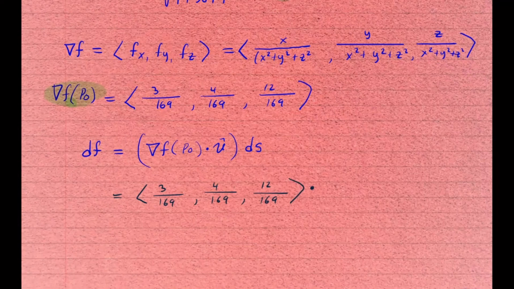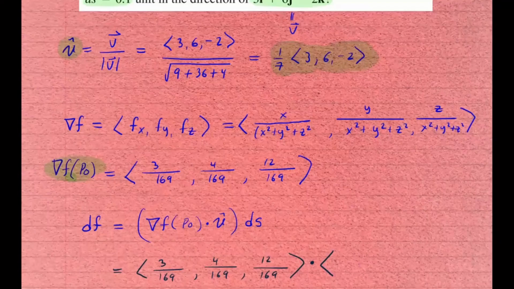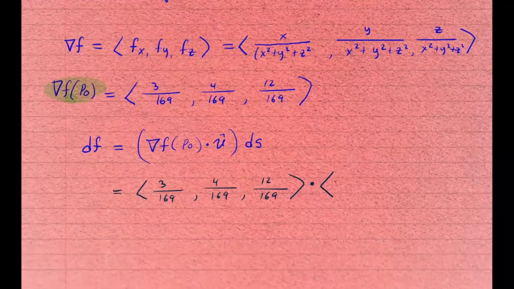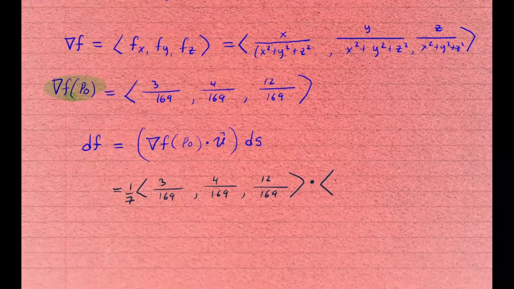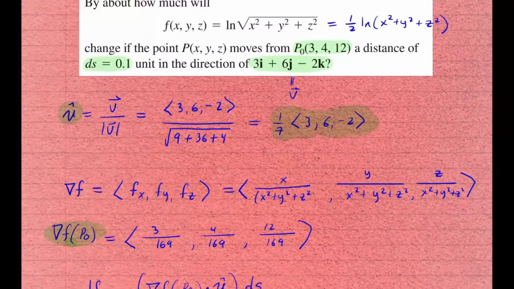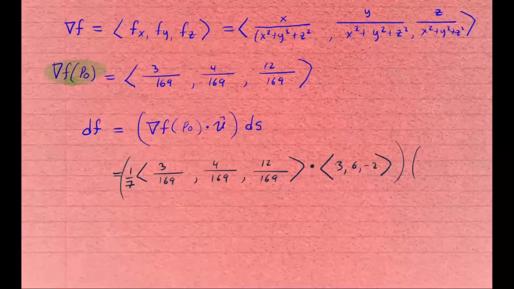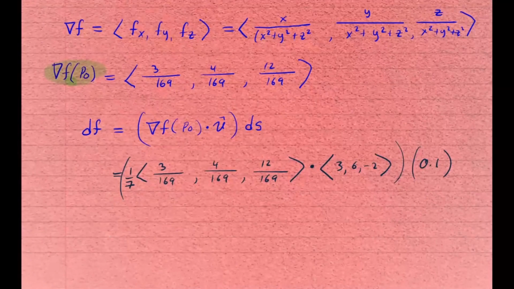And we're going to dot that with our unit vector. So our unit vector is right here. So this is the unit vector we got. So it's 1 over 7. Now 1 over 7 is just a constant, I can just put it up front. Then we have 3, comma, 6, comma, -2. And whatever we get here, we're going to multiply by a ds. ds was given in the problem right here. This is going to be 0.1, so this is going to be times 0.1. That's pretty much how you set it up.